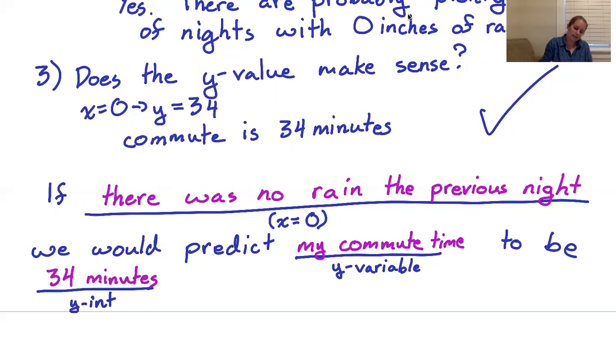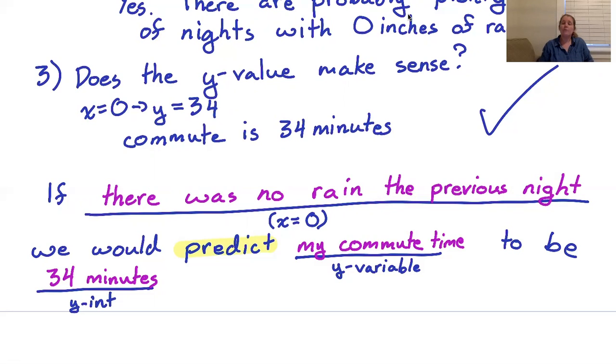A key thing here is that we would predict. Again, the regression line isn't what actually happened. The regression line is just what best fits our pattern in the scatter plot. So it's not guaranteeing that this is what will happen. It's just what the trend looks to show. So this is how we go about interpreting the y-intercept.